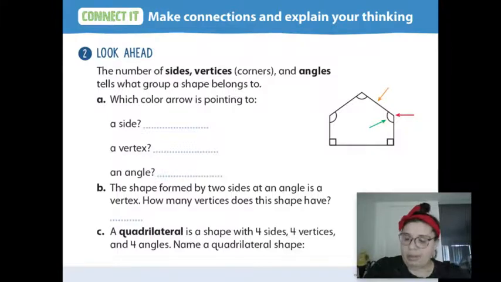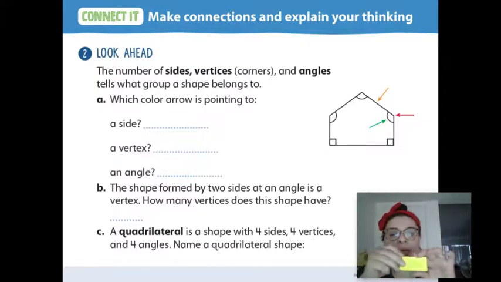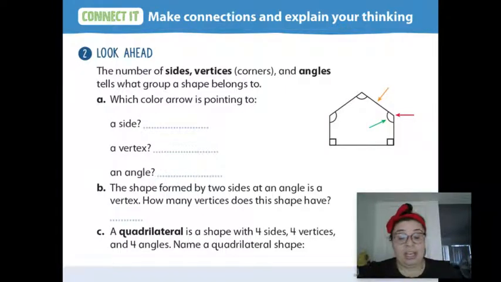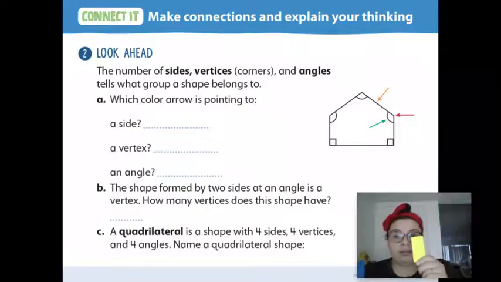Check that one. What about this shape? Do you remember the name of the shape? A rectangle. Well, let's do the check. Does it have 4 sides? 1, 2, 3, 4. Check. 4 vertices. 1, 2, 3, 4. Check. Does it have 4 angles? 1, 2, 3, 4. Check. So today we've learned about 2 quadrilaterals. We've learned about a square, and we've learned about a rectangle.